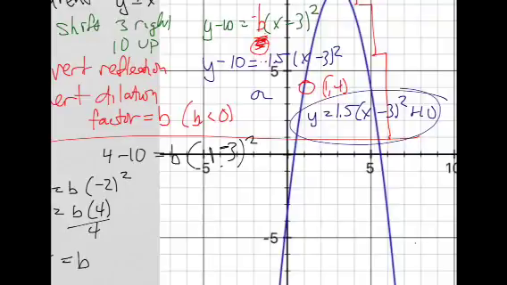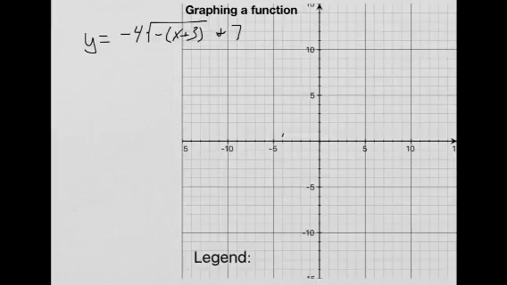So now let's go the other way. Let's start with an equation and see if we can draw the graph. Here's my equation: y equals a negative 4 times the square root of the opposite of x plus 3, and then we're adding 7. So again, I'm just going to start by describing the transformations. Some will help me graph it, and some will help me double check to see that it looks reasonable.